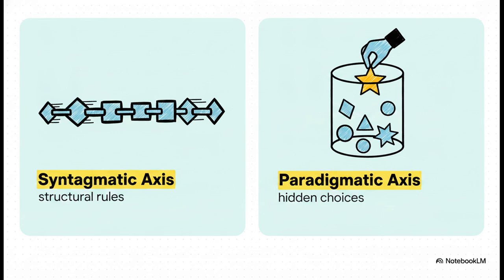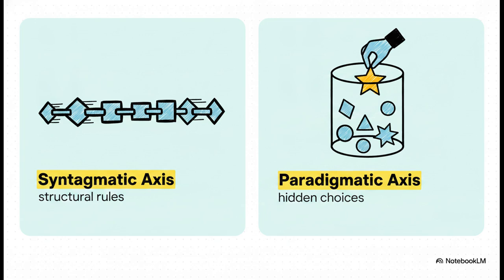Now, this contrast is absolutely crucial. Every single sentence operates on two distinct axes at the exact same time. First up, you have the syntagmatic axis. This is the horizontal chain of words as they actually appear in front of you. It governs the structural rules, basically what is legally allowed to sit next to what.